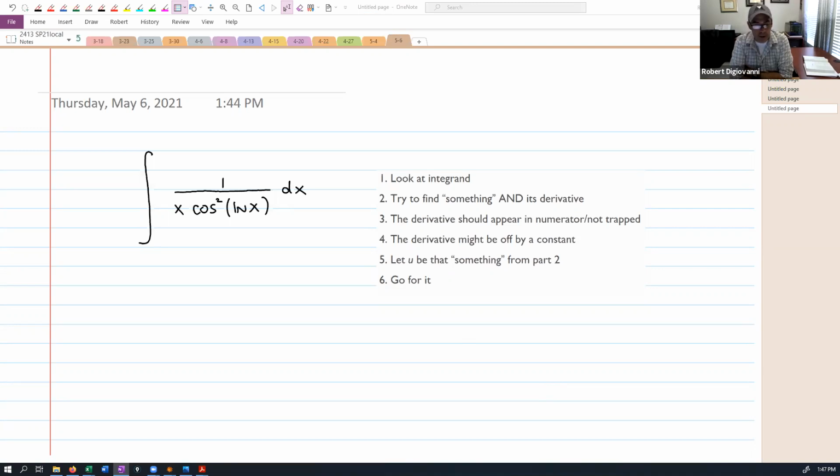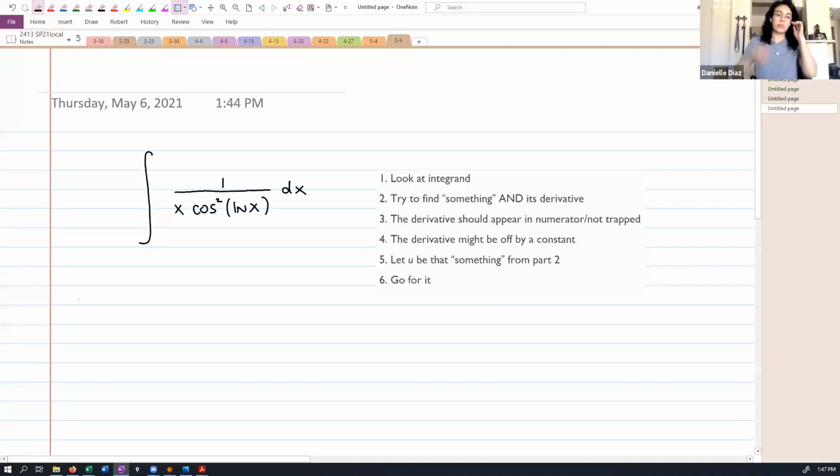Well, anybody see it? X and the 1 over X. What do you say, Austin? 1 over X. Natural log of X and 1 over X. So Austin is seeing that the something is the natural log of X, and that its derivative, 1 over X, is here also.